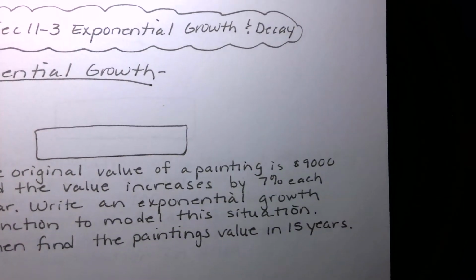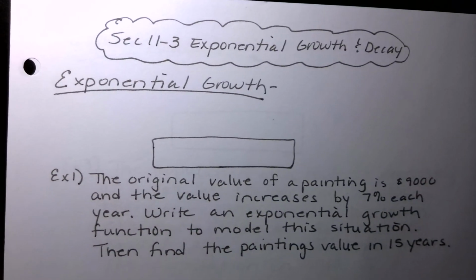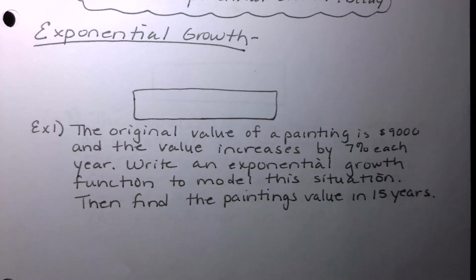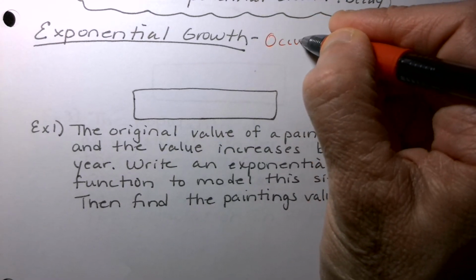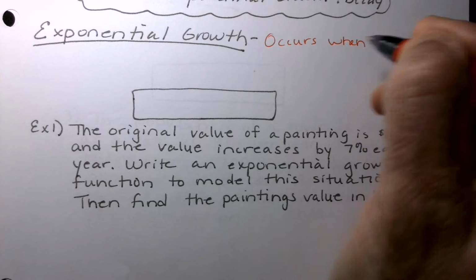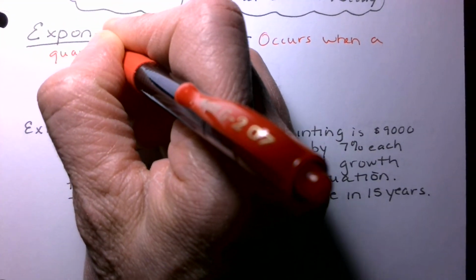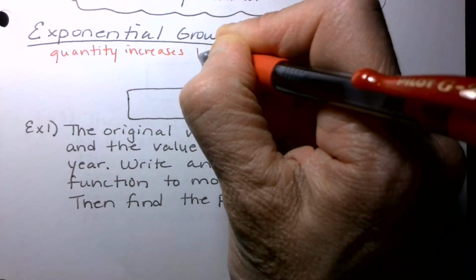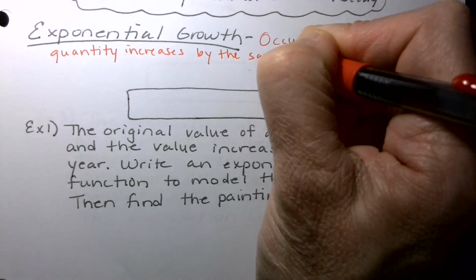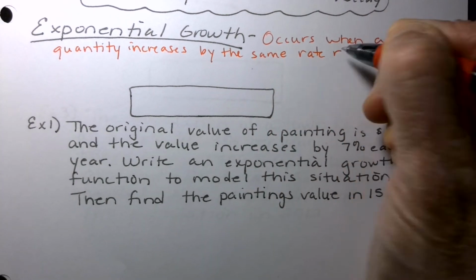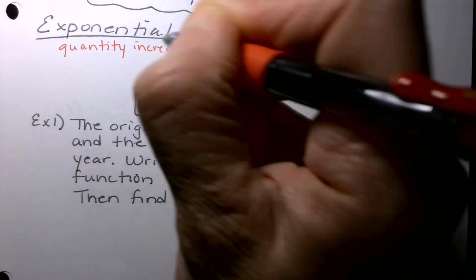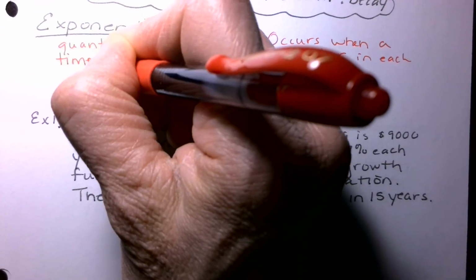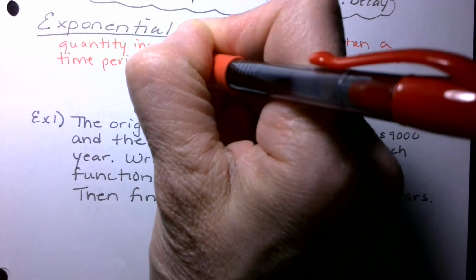With these problems, the most important thing is knowing how to substitute the right values in, how to figure them out, and how to use your calculator. So let's first get our definition down. Exponential growth occurs when a quantity increases by the same rate r in each time period t.